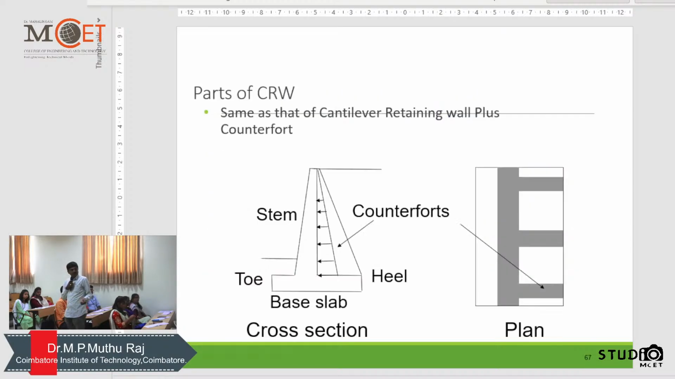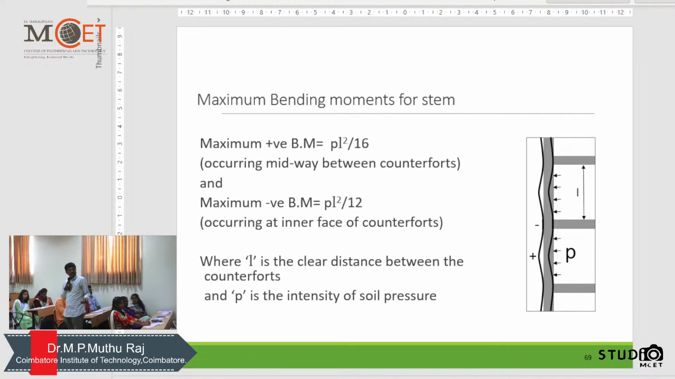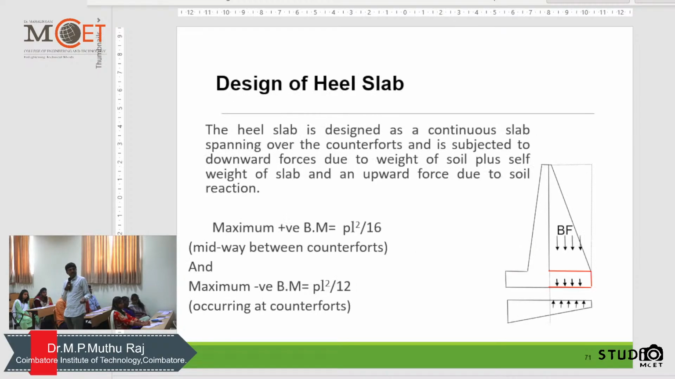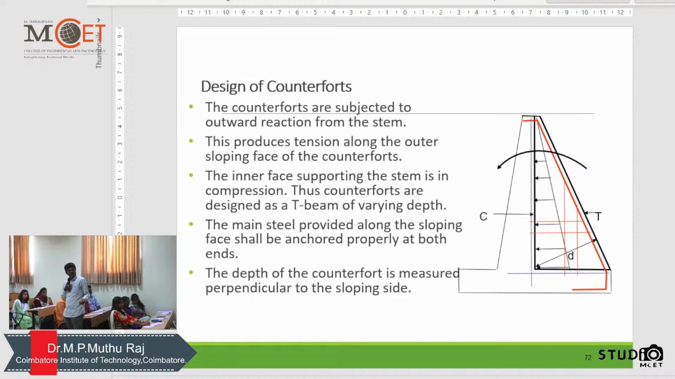You can see that this is like a beam, triangularly varying. So continuous beams are introduced. For that you have to design. Stem will be designed as continuous, and positive bending moment and negative bending moment have to be calculated. Then the heel slab also will be designed. Now you can see that because of this tension face, the red color is nothing but reinforcement. The reinforcement will be placed on the tension face, and this is compression reinforcement or the minimum reinforcement.